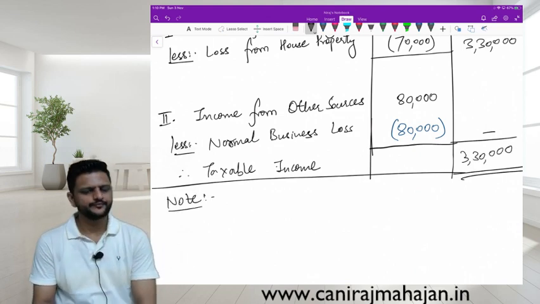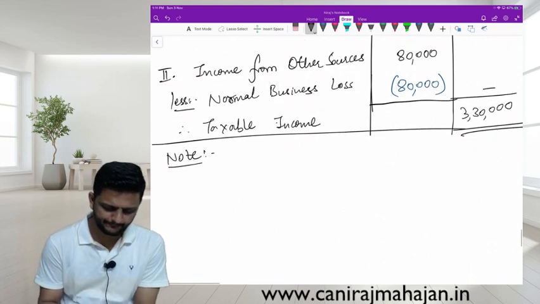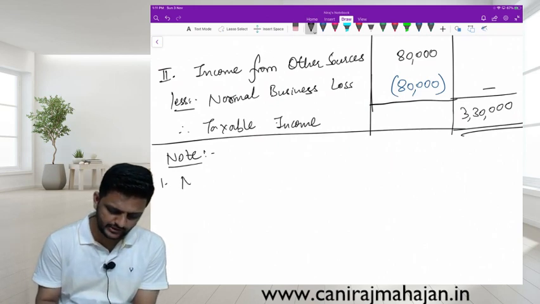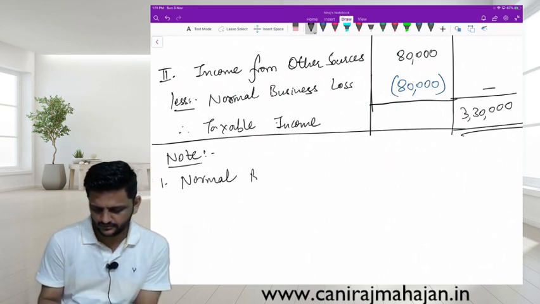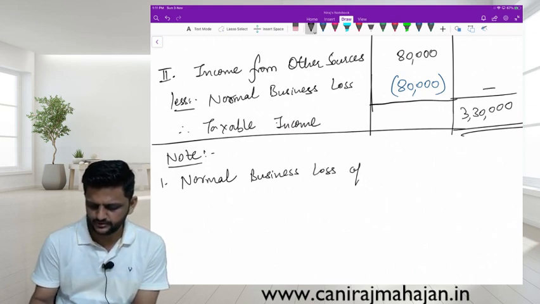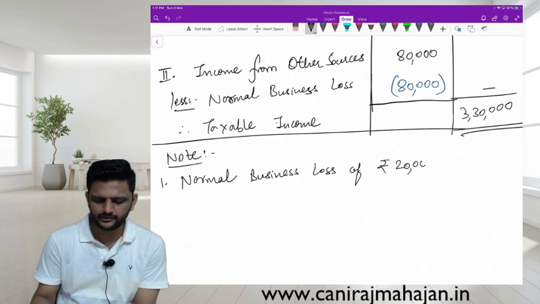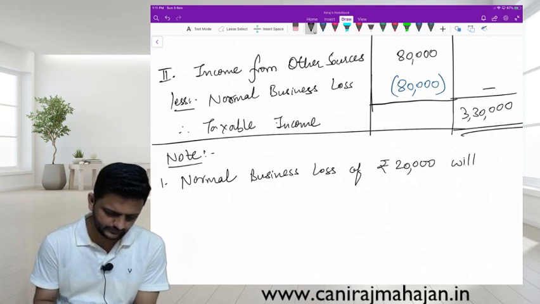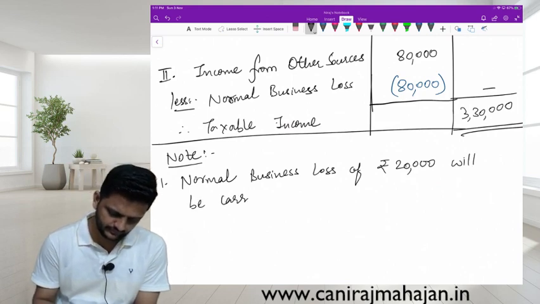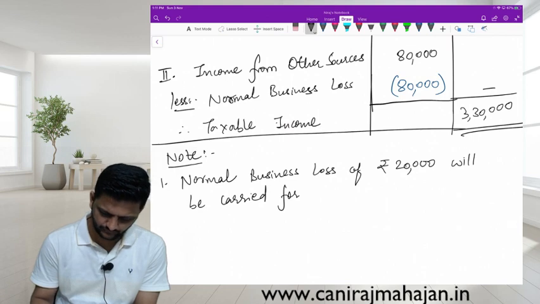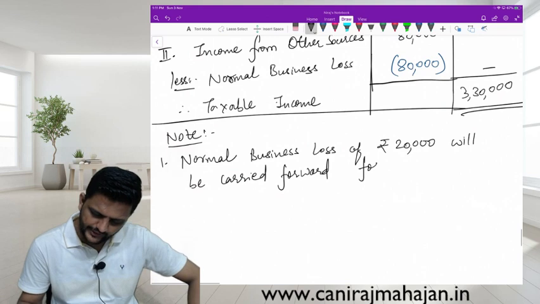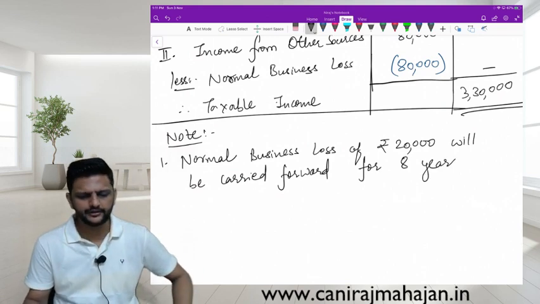Note. What should we write as the note? Normal business loss of rupees 20,000, that is the balance, will be carried forward. Carried forward for how many years? 8 years. It can be carried forward for 8 years.